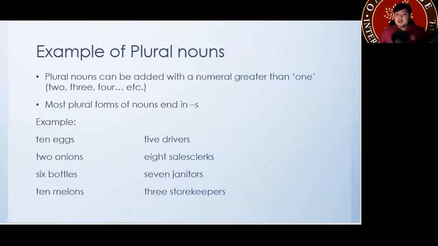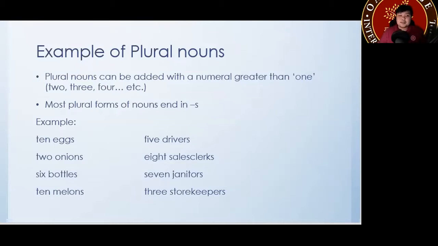How about plural? Now, plural nouns, there are many ways to do it. You can put a numeral greater than one, that's 2, 3, 4, 5, 6, 7, and so on, and then you add s or es to the nouns. Example: 10 eggs, 2 onions, 6 bottles, 10 melons, 5 drivers, 8 sales clerks, 7 janitors, 3 storekeepers. These are all plural already.